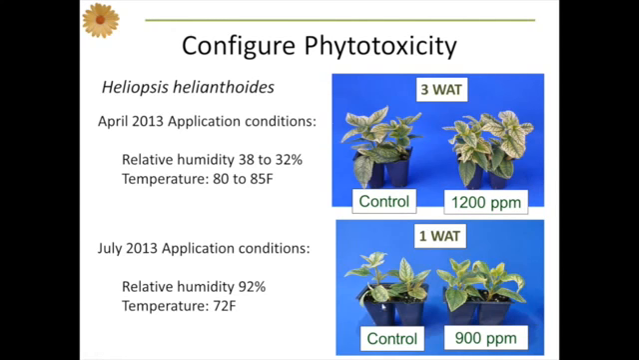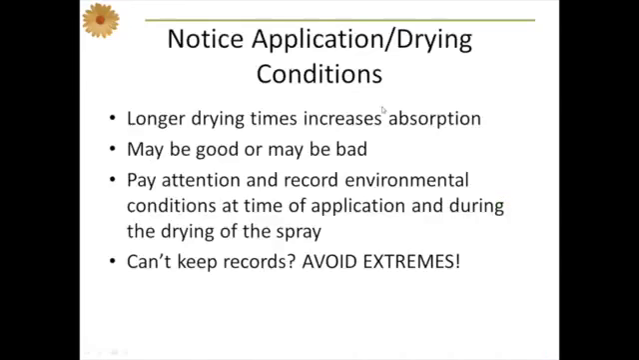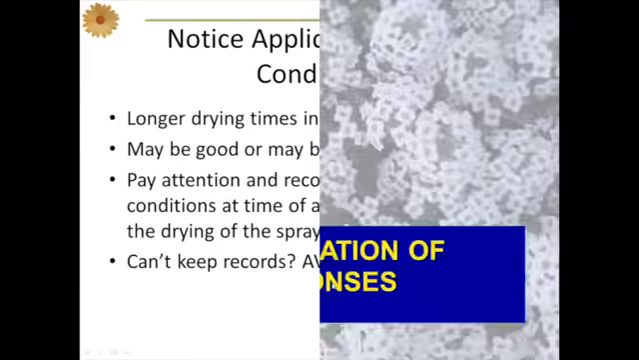Now, I seriously doubt we would have had this problem at 300 or 600 parts per million. But still, this is one extreme compared to a very different extreme. So if you can avoid the extremes, you'll limit your phyto. Longer drying times increase absorption, that can be good or it can be bad. So you just need to pay attention to that. So if you can't keep the records, avoid the extremes.